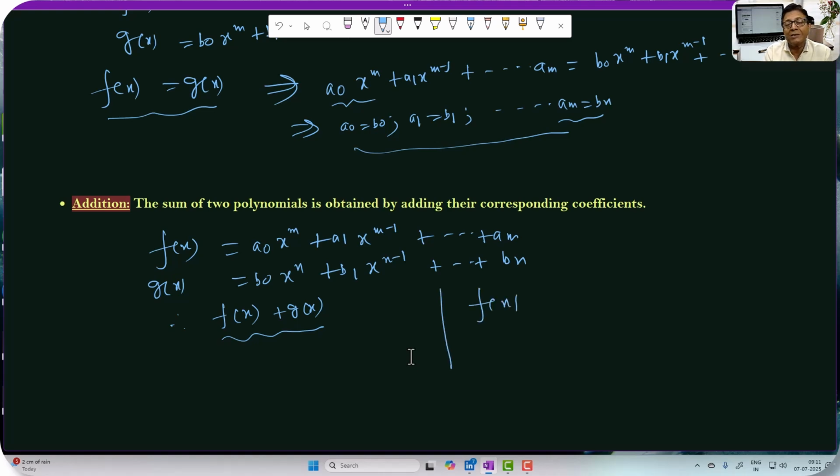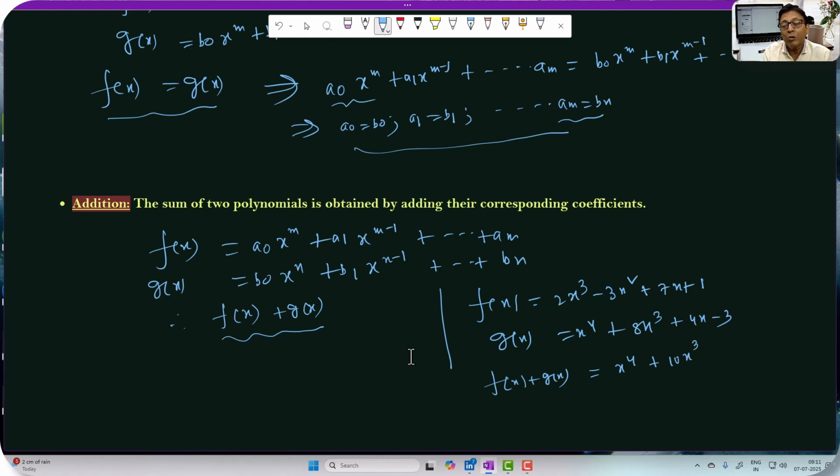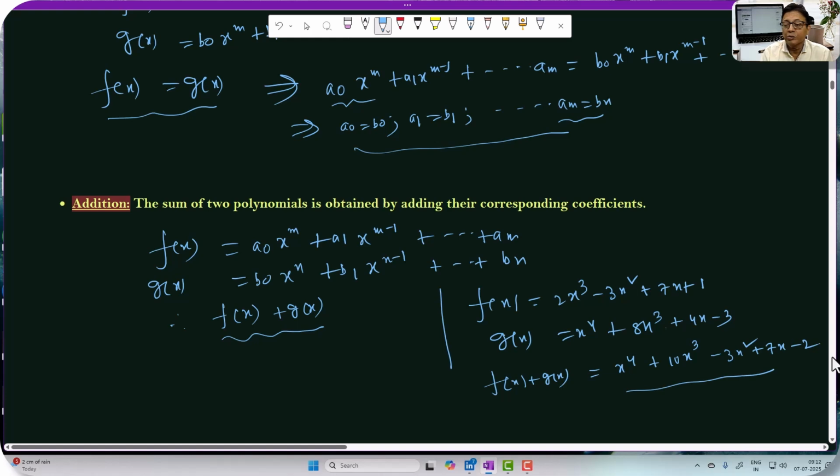Let us take f(x) equal to 2x³ - 3x² + 7x + 1, and g(x) equal to x⁴ + 8x³ + 4x - 3. If you add these two, f(x) + g(x) is going to be what? You can add only similar terms. It is going to be x⁴ + (8 + 2) 10x³, corresponding coefficients you can add. Here no x², so there will be -3x², 7x + 4x, and 1 - 3, that is -2.